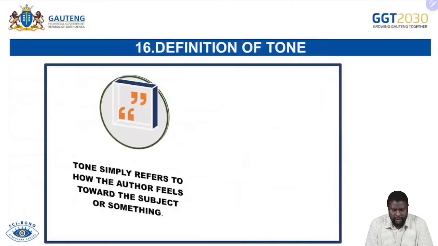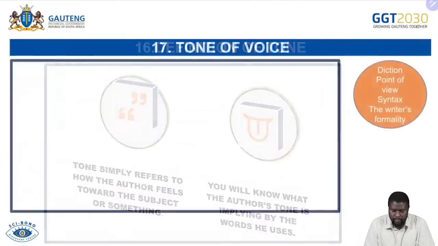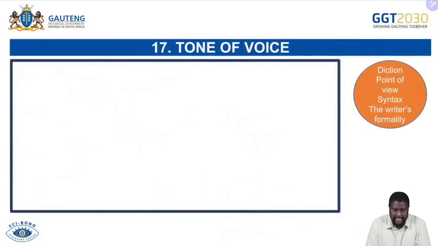Definition of tone. What is tone? It simply refers to how the author feels towards the subject, or you will know what the author's tone is implying by the words they use. How something is said. Right.